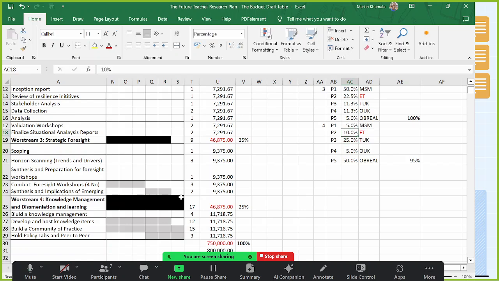This will be 5. So it should be 7.5. Or there's still one. Let me put this for TUK then, because I know we're going to be involved in development work here. Okay. So it comes to 100.